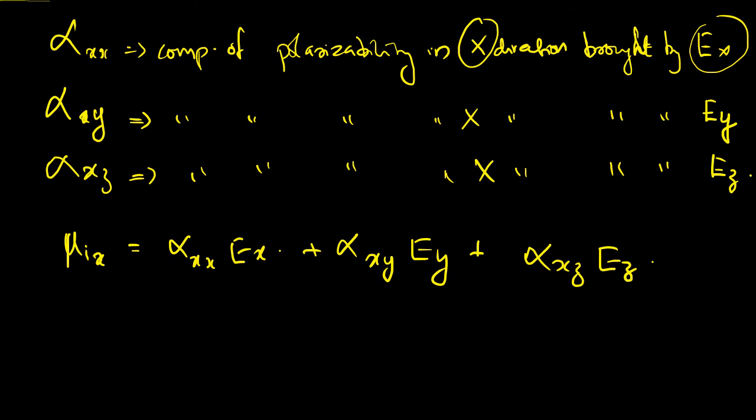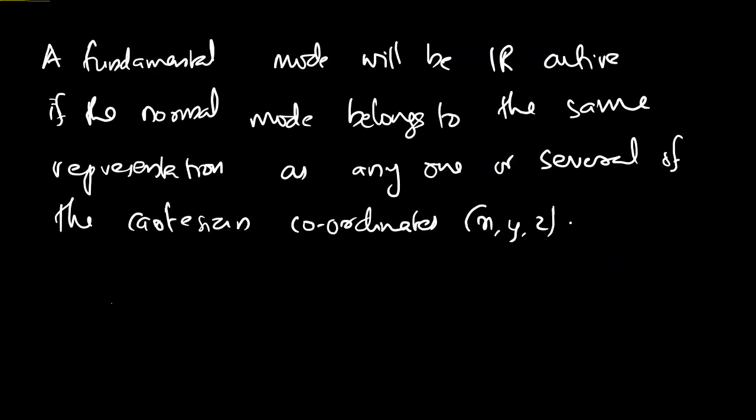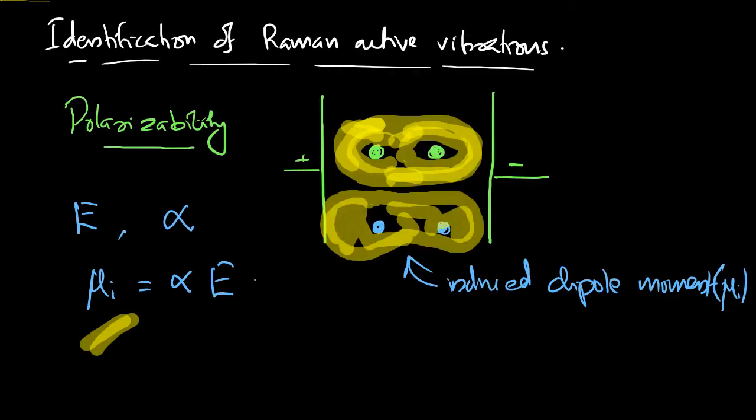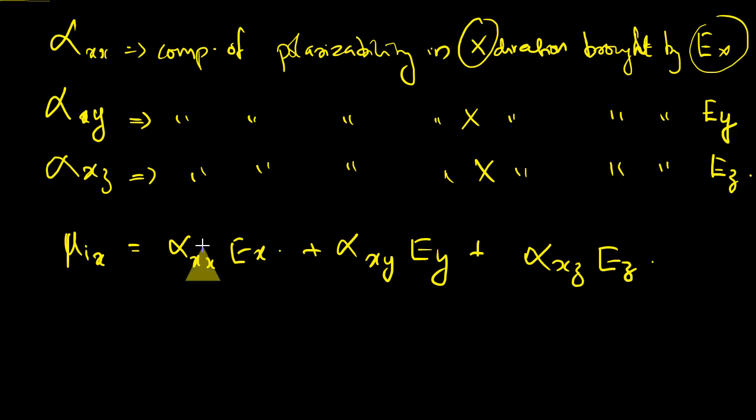Because you already know the expression for the induced dipole moment: mu I is equal to alpha multiplied by E. That is what I have written there. All these are alpha multiplied by E, but there are three terms. This is because the polarizability has three components brought by Ex, Ey and Ez.